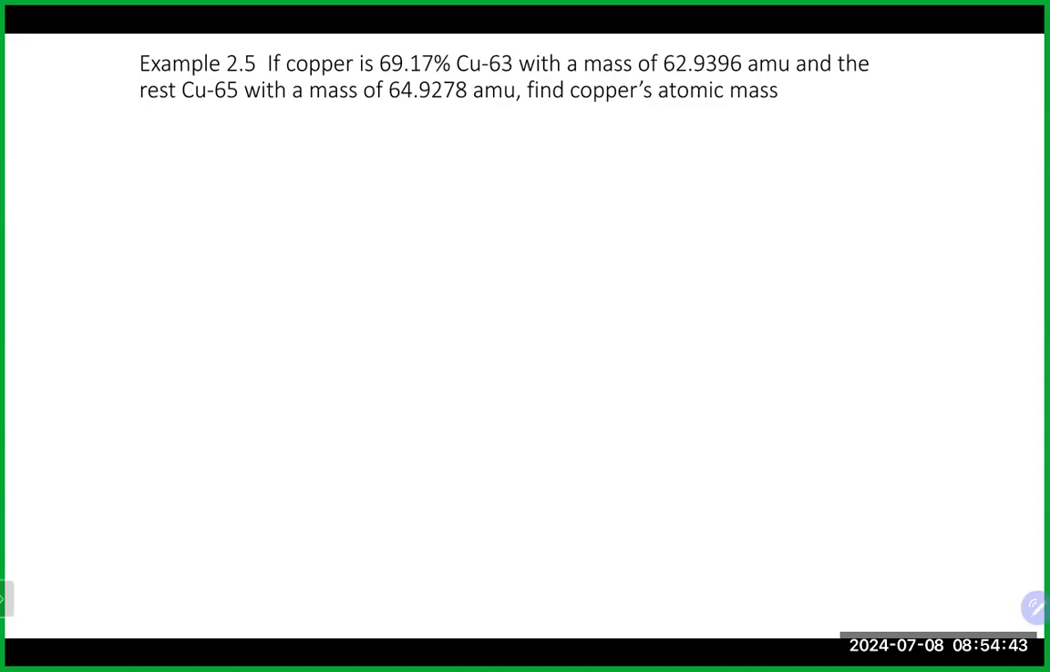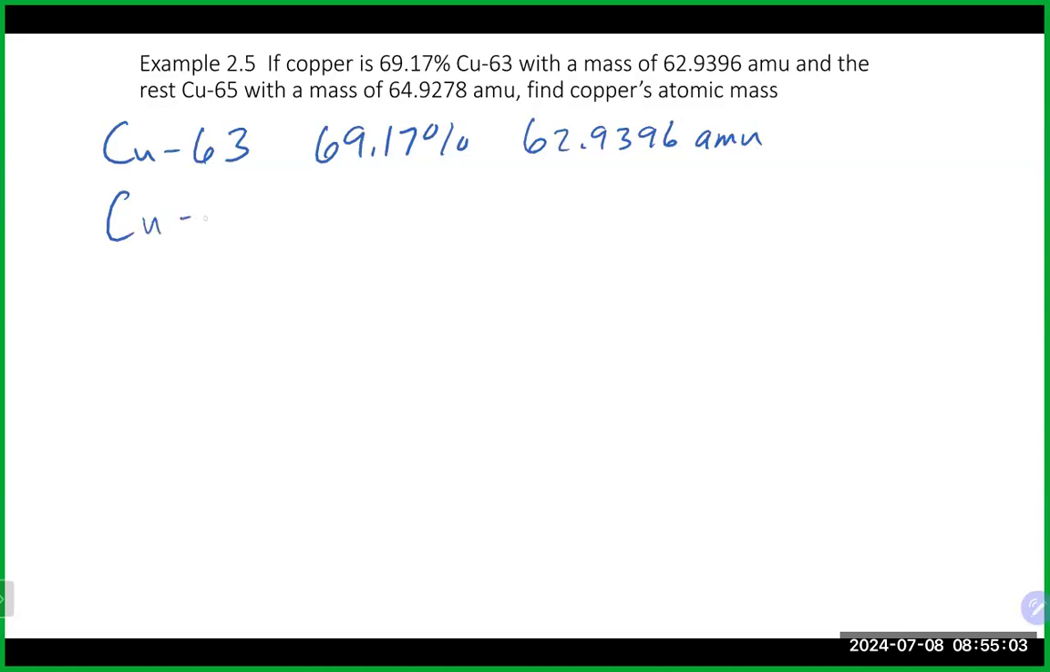Okay, so let's take a look. So in this case, we got a couple isotopes of copper. We got copper 63, and it occurs about 69.17% of the time, and it has a mass of 62.9396 AMU. We also have a second isotope here, copper 65. It doesn't tell us the percentage at which it occurs, but it does give us the mass of 64.9278 AMU.